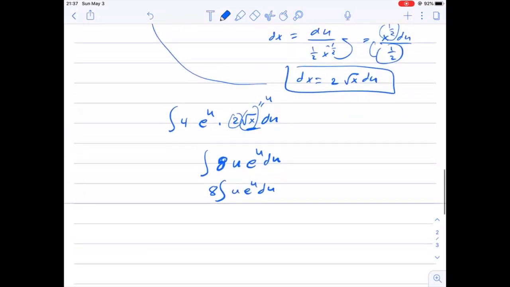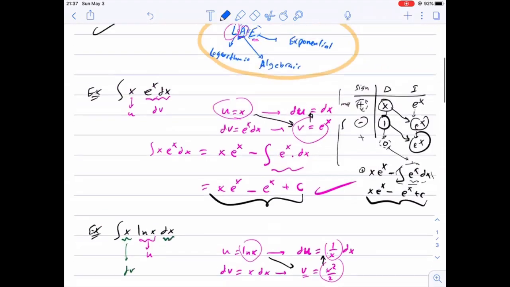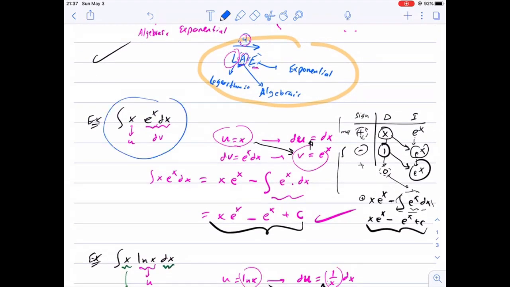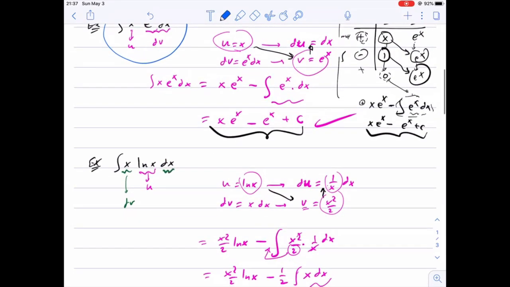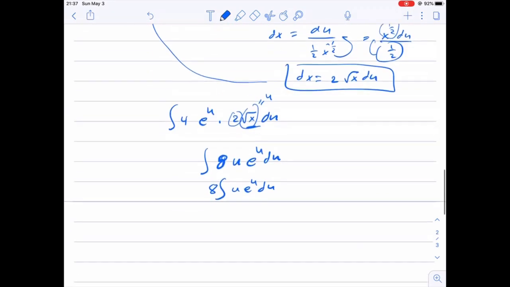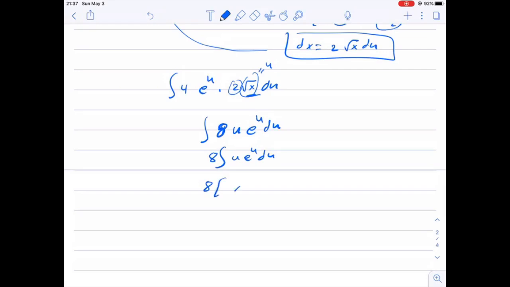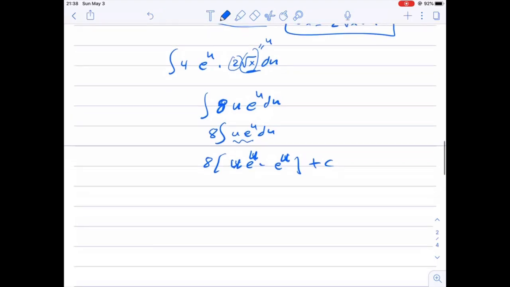Now this is very similar to which problem? To the first problem that we started with. Instead of x we have u, so the answer should be x e to the x minus e to the x. So this is x e to the x minus e to the x plus c, but x in this case is u because the integral is written in terms of u. And what is u in this case? u is square root x.